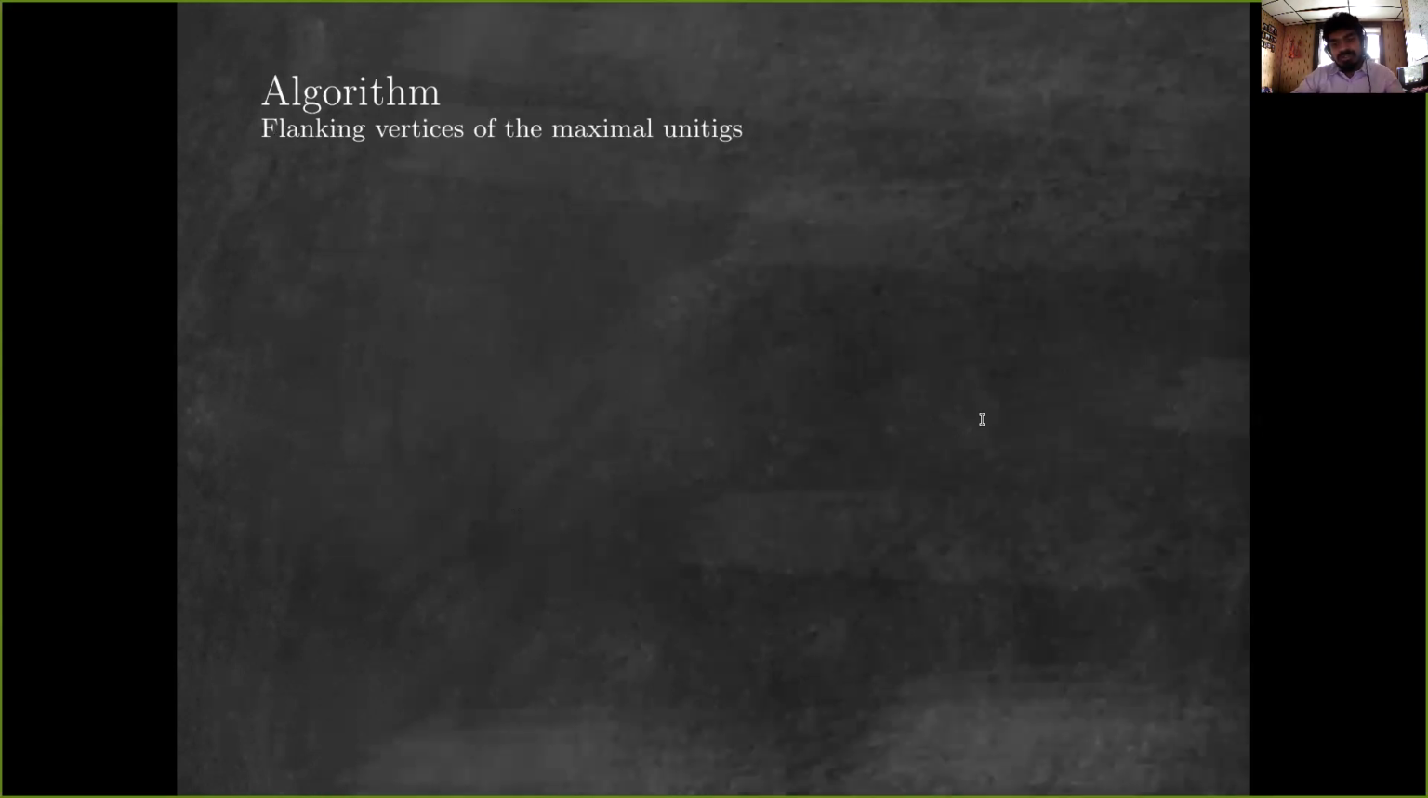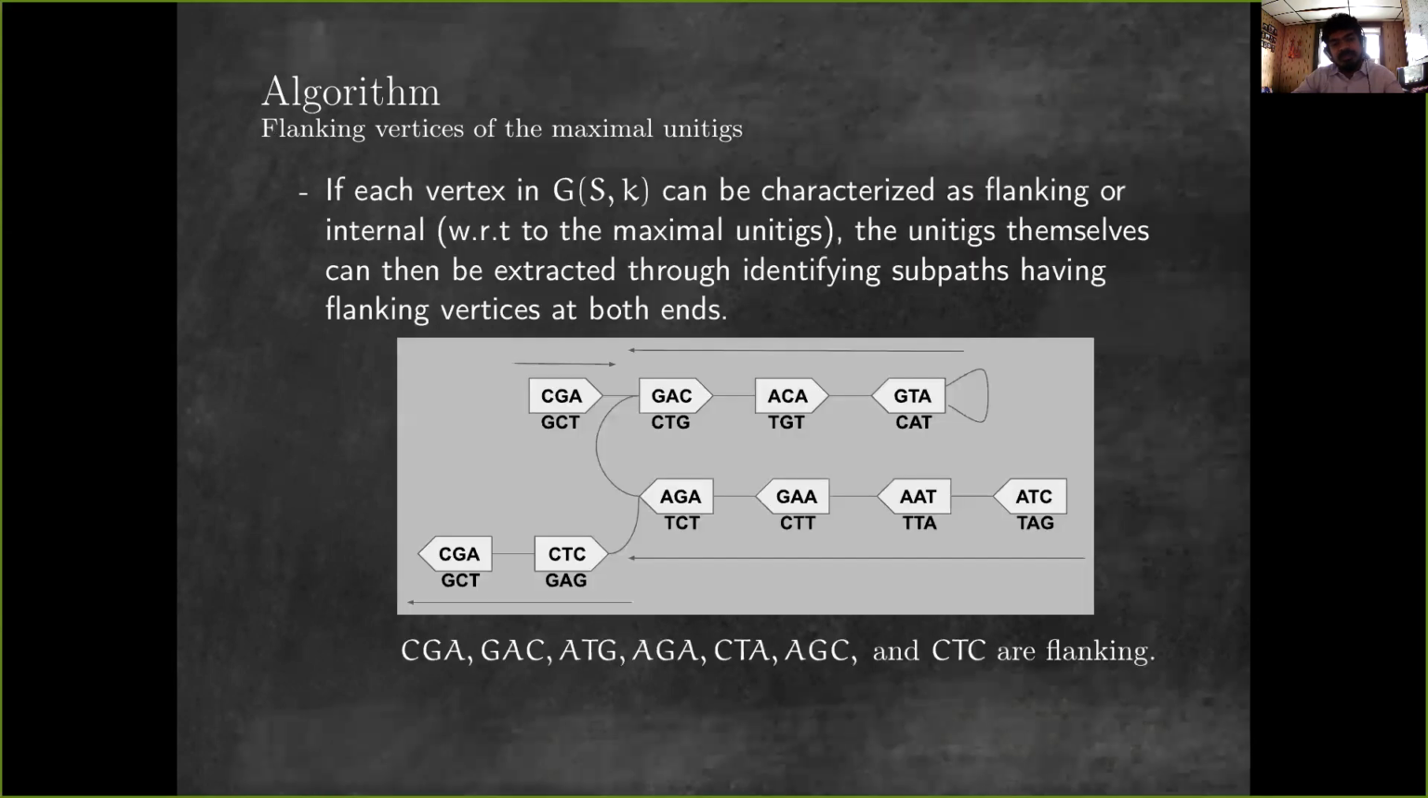An important notion for the maximal unitigs is their flanking vertices. If each vertex in G can be characterized as either flanking or internal for their containing maximal unitigs, the unitigs themselves can then be extracted through identifying subpaths in the input strings that have flanking vertices at both their ends. This way, the graph compaction problem is reduced to the problem of determining a set of all the flanking vertices in the graph.